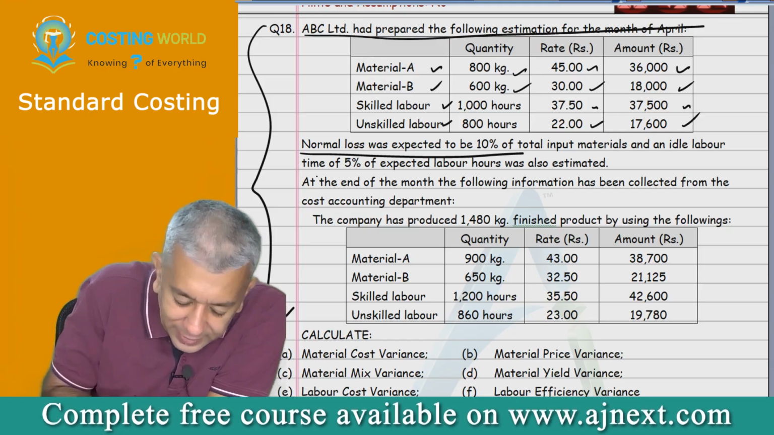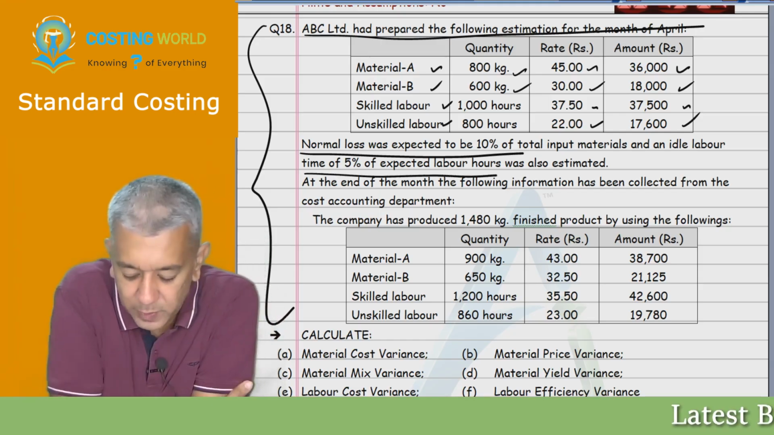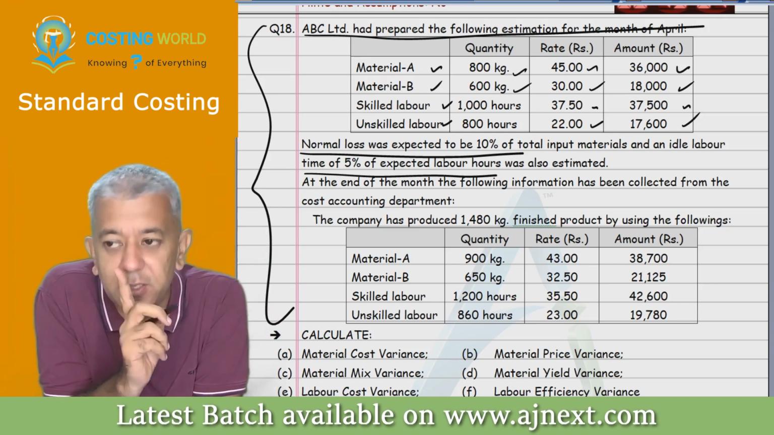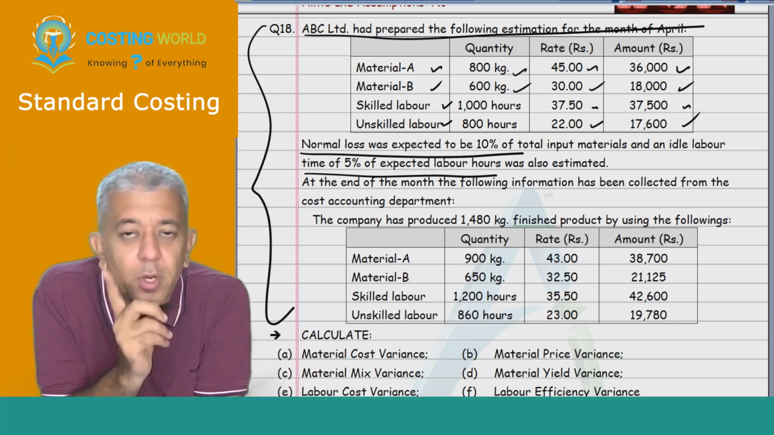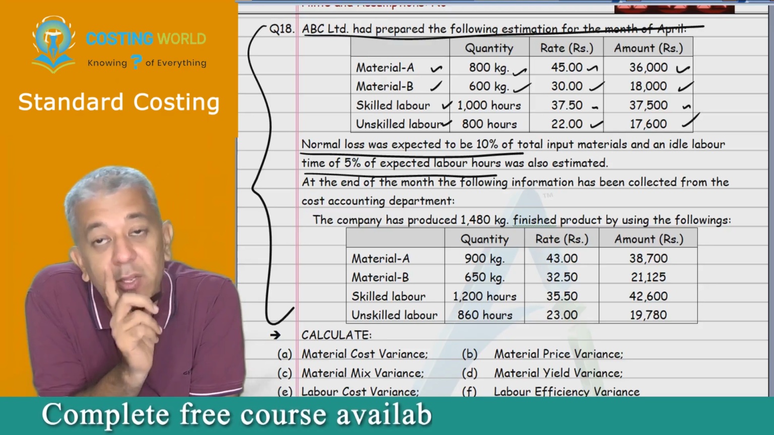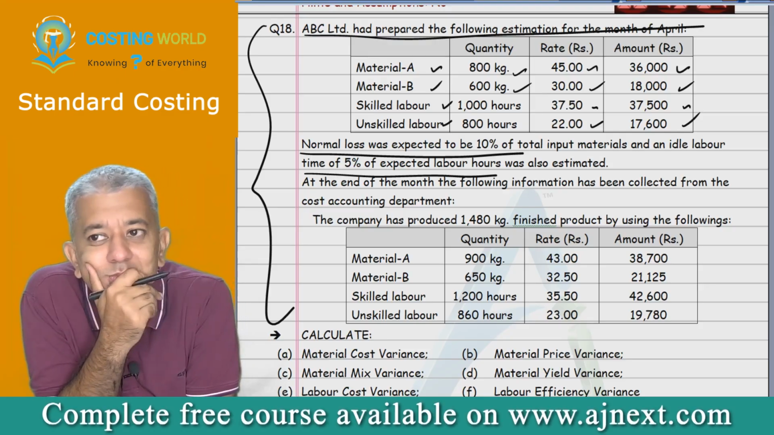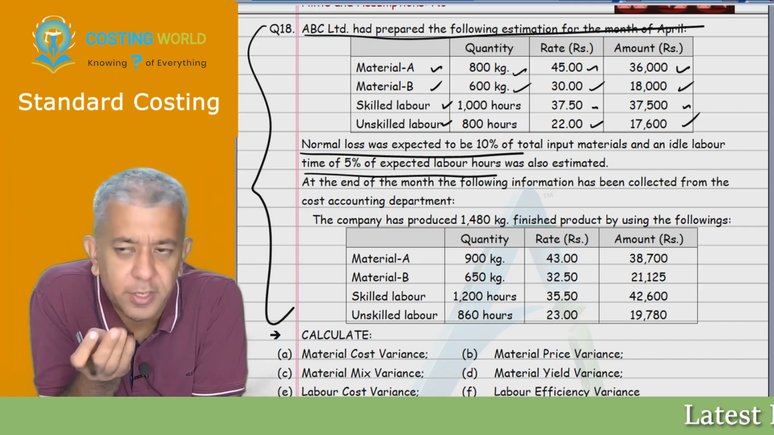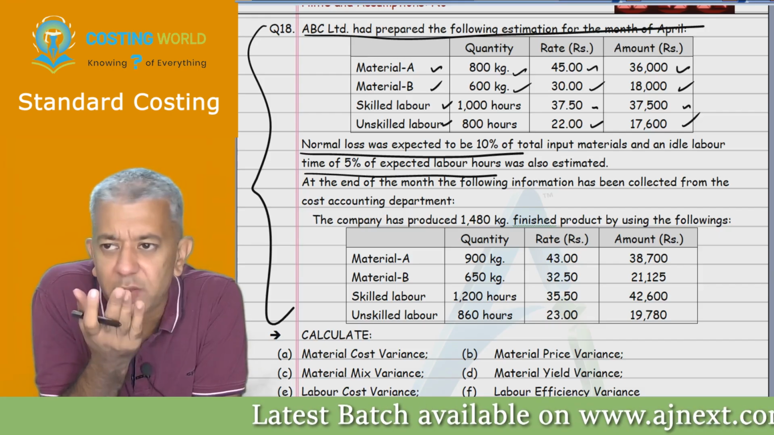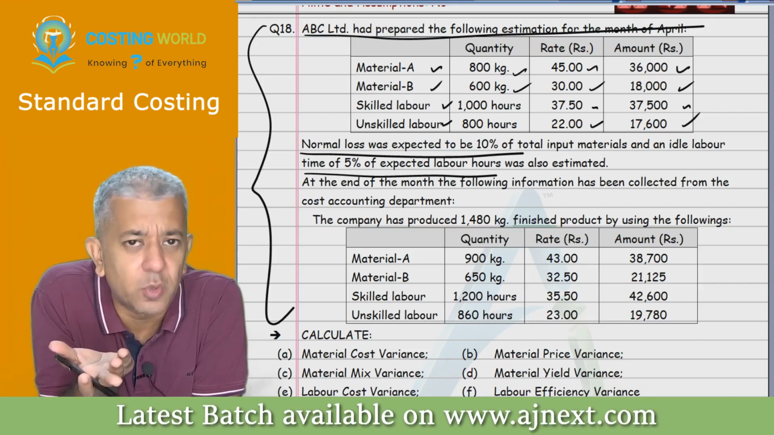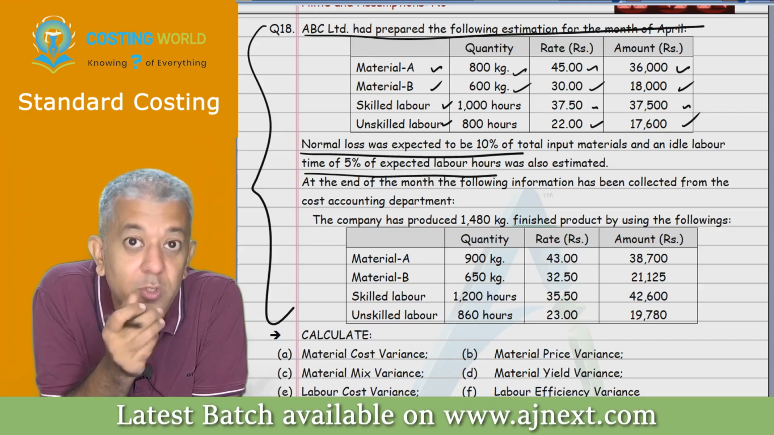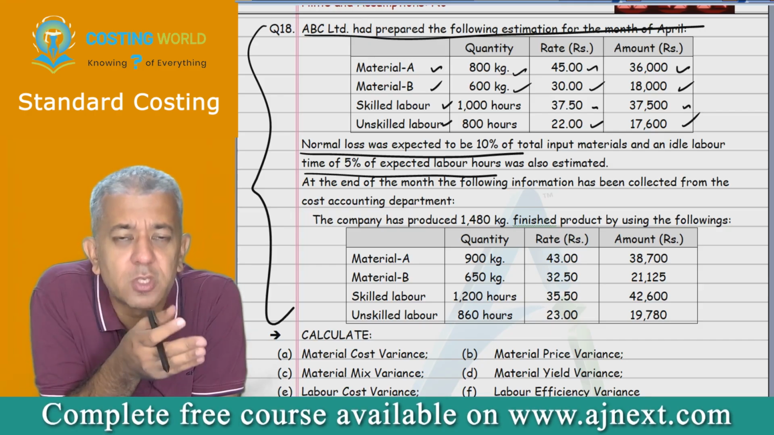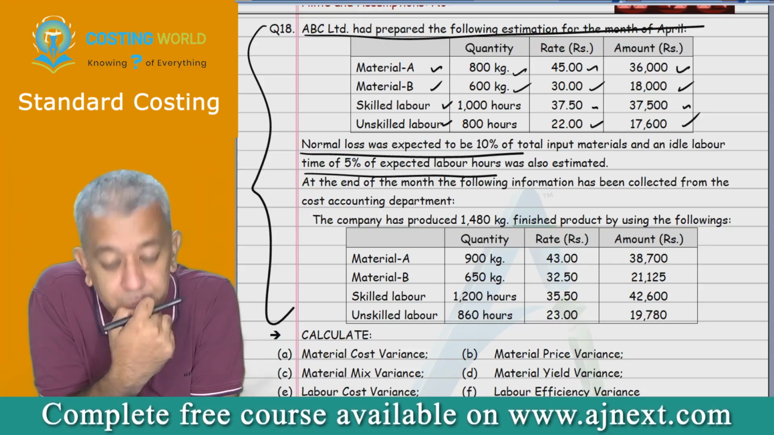And an idle time of 5% of expected labor was also estimated. Now, you have to remember this particular thing. I did that in the last lecture. Do you all remember that hours should always include normal idle time? Yes. Everywhere, your given standard, revised standard and actual data, all of them include normal idle time. So, if there is normal idle time, there is nothing to be done. In fact, I told you this also: in the last 50 years, ICAI has never asked a question whereby there was normal idle time except this particular question.